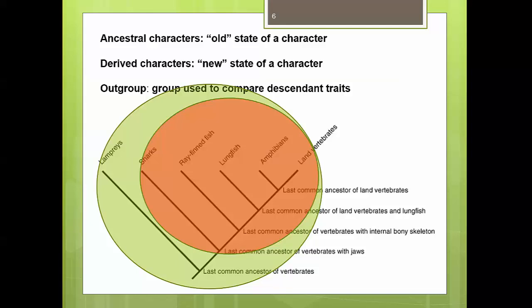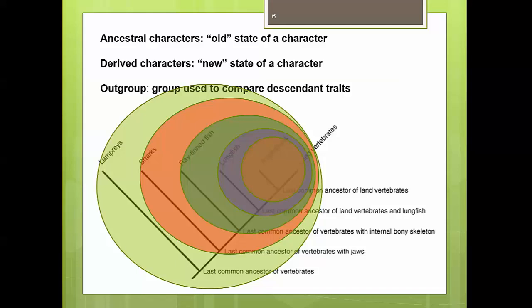So those are known as the gnathostomes, all of those organisms that have jaws. And then we have the last common ancestor of vertebrates with a bony skeleton and all of its descendants. So the bony fish, which actually includes human beings, amphibians, lungfish, all of those things are really bony fish. And then within that group, we have the last common ancestor of land vertebrates and lungfish, and then the last common ancestor of land vertebrates.